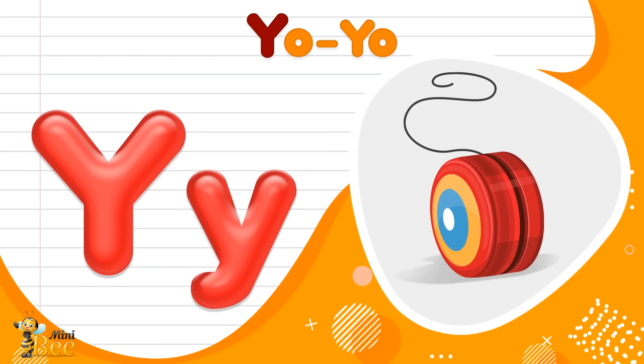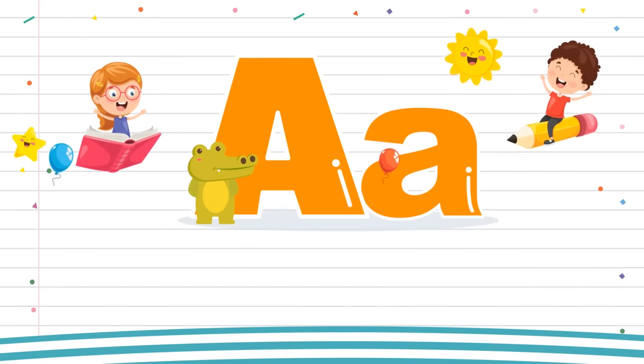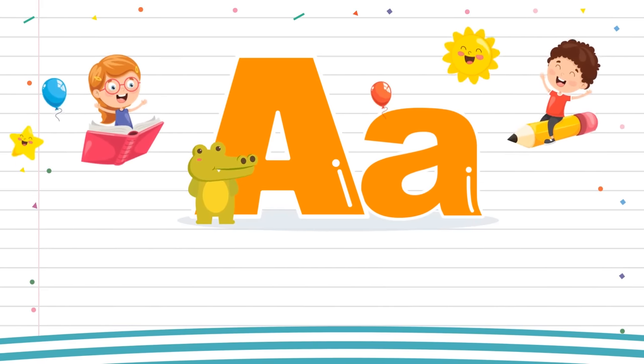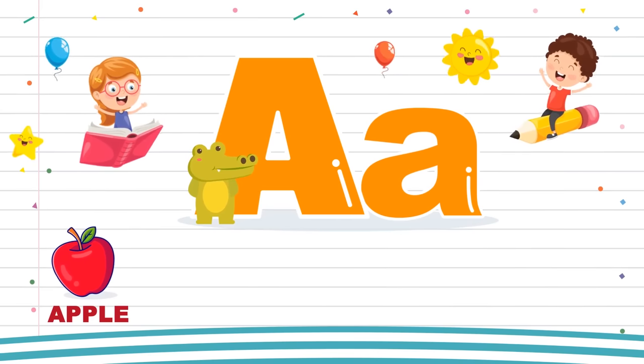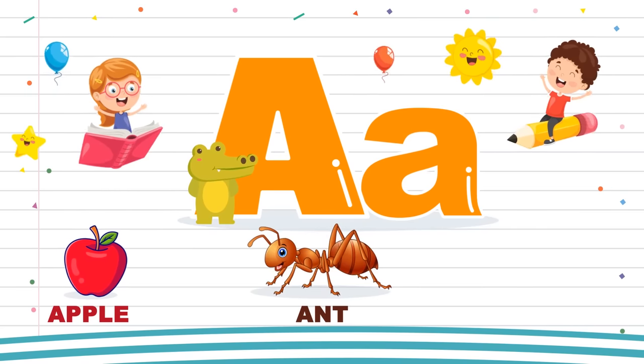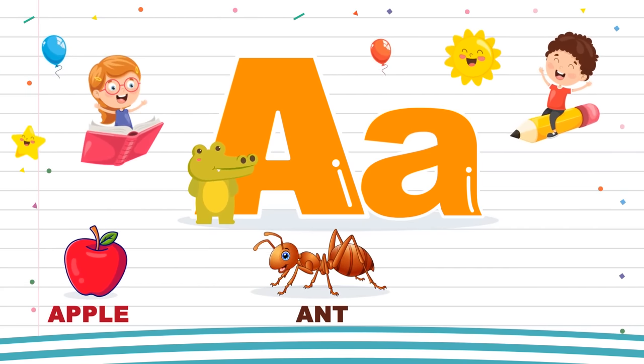Y, yo-yo. Z is for zebra. Z, zebra. A. A is for apple. A is for ant. A is for airplane.